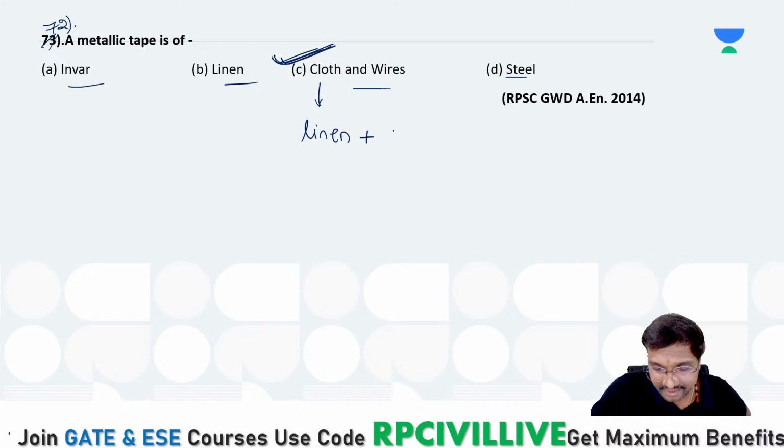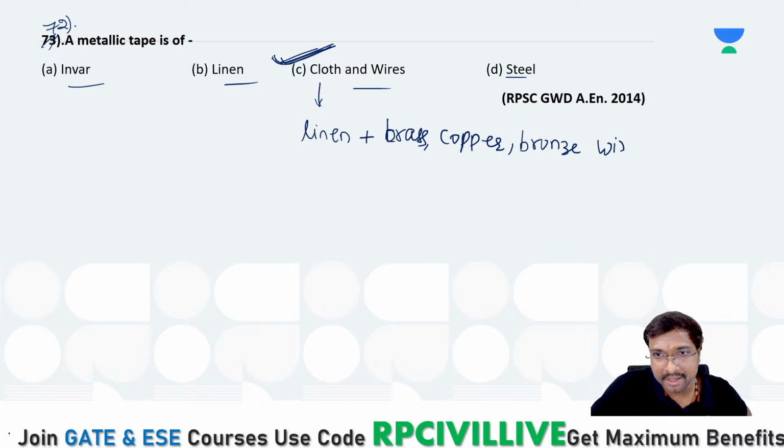Linen plus which one? Linen plus brass, copper, and which one? Copper or which one? Bronze wires, isn't it? Linen material, right? Linen cloth plus which metal wires are you having? Brass, copper, bronze wires you are having. So that is your metallic tape, right?